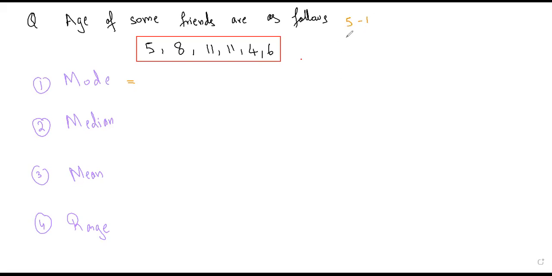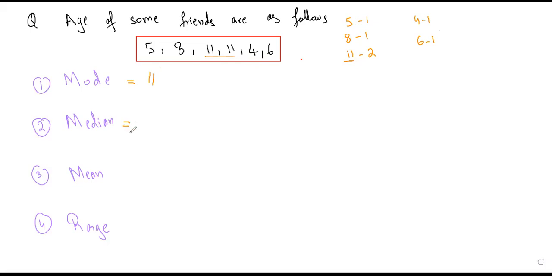5 is coming 1 time. 8 is coming 1 time. 11 is coming 2 times. 4 is coming 1 time. And 6 is coming 1 time. Which value is the most repeated one? Yes, Turhan? Most repeated value would be 11. Yes, because it is coming 2 times and all the other numbers are coming 1 time only. So the mode would be 11.